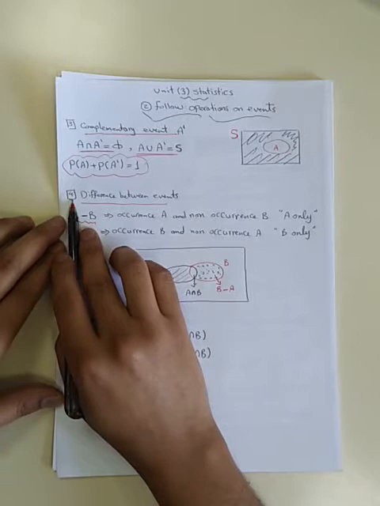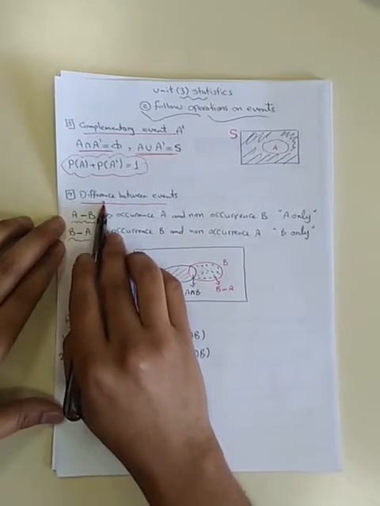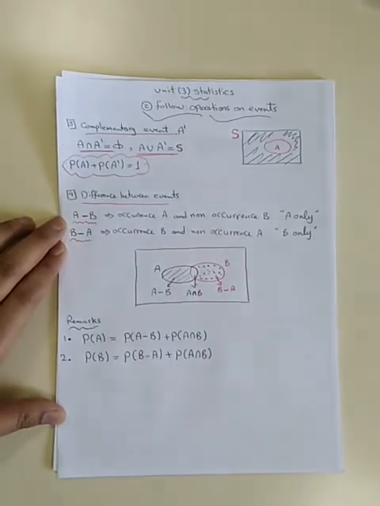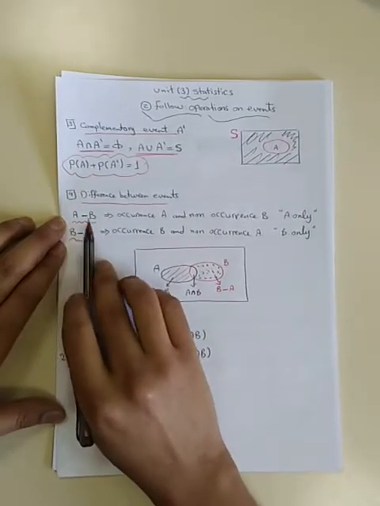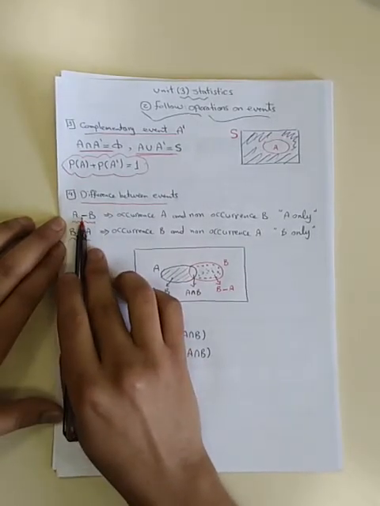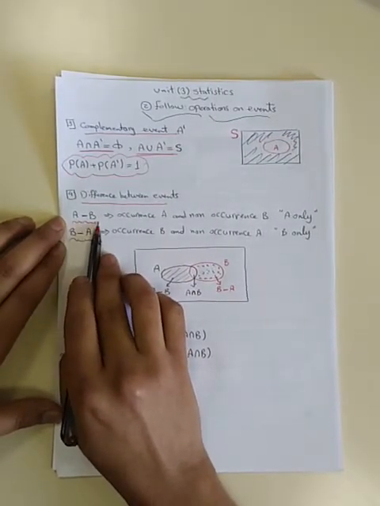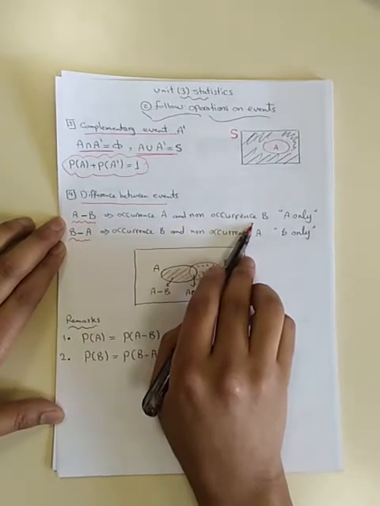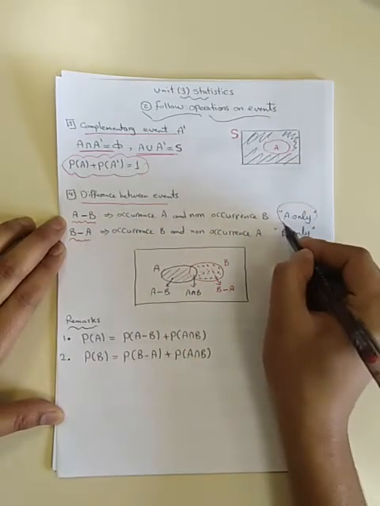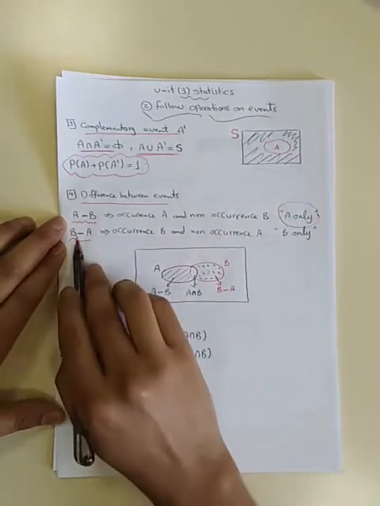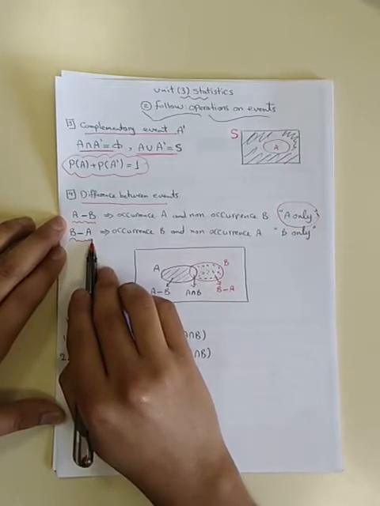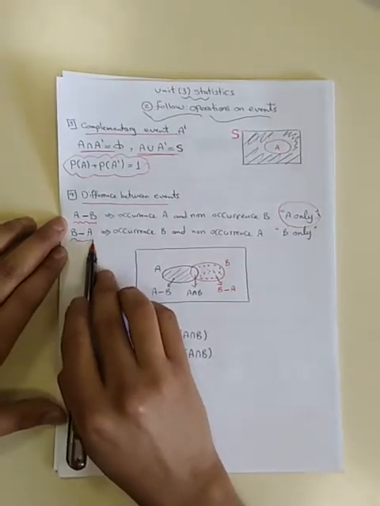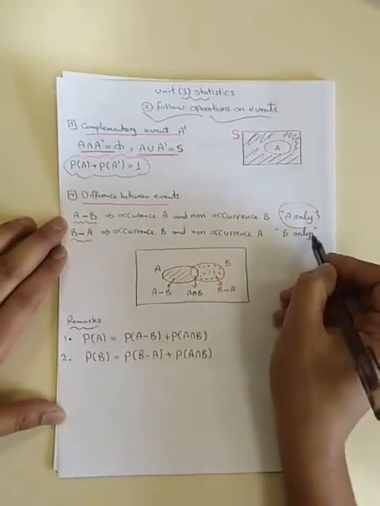Number 4 is the last operation. We talk about the difference between events. If we have two events, A and B, A difference B means occurrence of A and non-occurrence of B, and we can say also A only. B difference A means occurrence of B and non-occurrence of A, or B only.